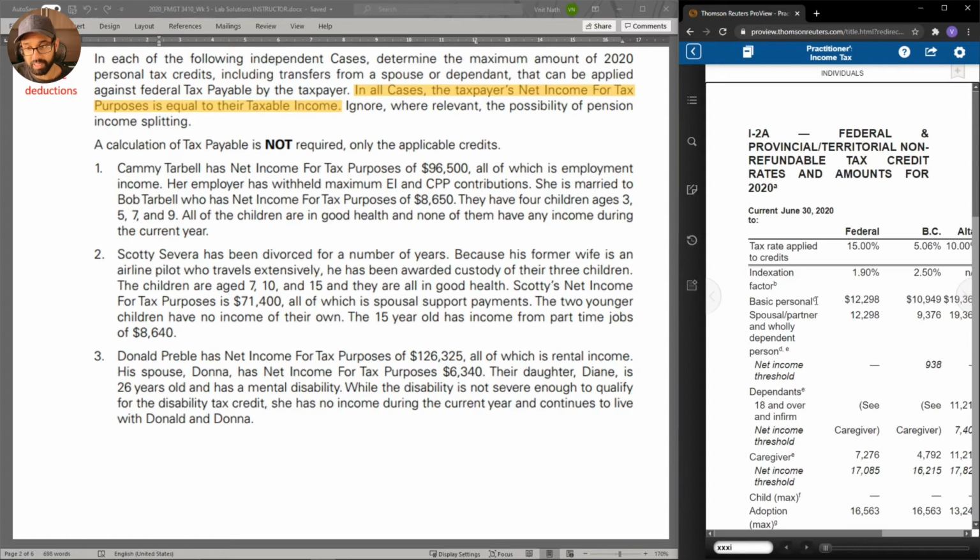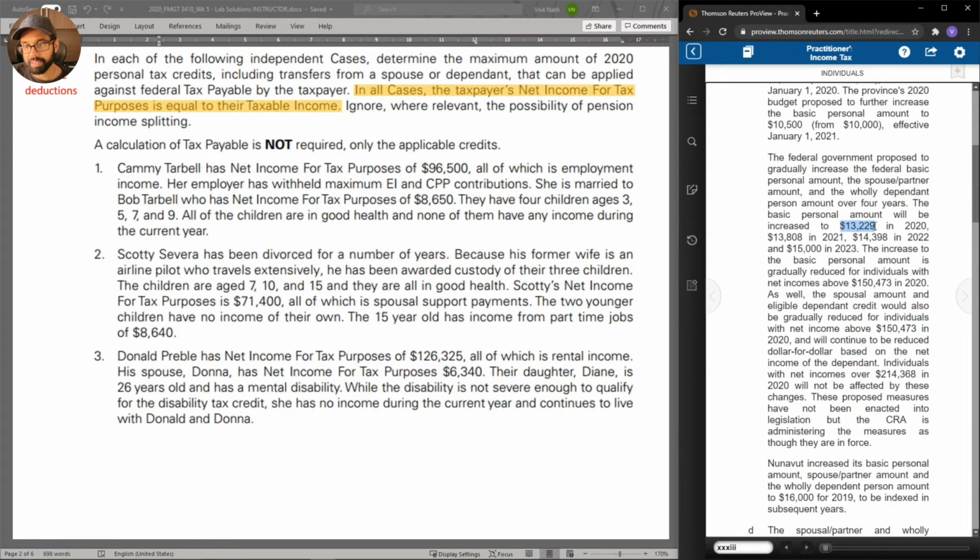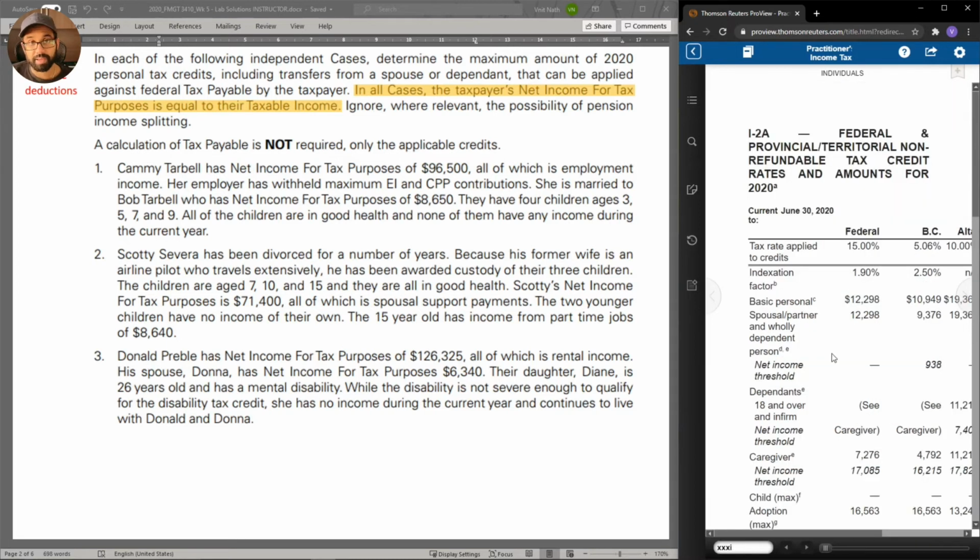Let's go back to note C just to confirm. There's the number $13,229. And remember from your lecture, we have to be careful with, is that going to be the amount for the taxpayer? That amount is the amount for individuals with net income that are less than $150,473 in 2020. If the individual has more than that in income, they would actually have a reduced basic personal credit.